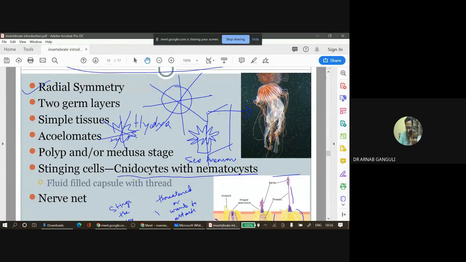They have two germ layers, the ectoderm and the endoderm. They are acoelomates; they don't have a coelom. They have two stages, which I will explain later: a polyp stage and a medusa stage. But the distinguishing feature is cnidocytes with nematocysts. Let's look at some phylum Cnidaria.